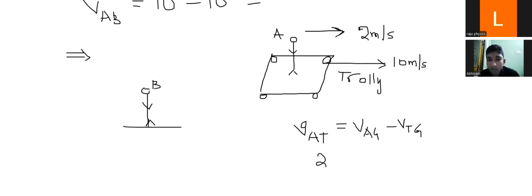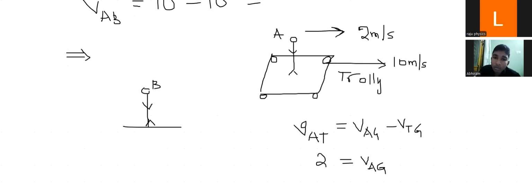So velocity of A with respect to the ground, what is the speed? 10 meters per second. We don't know B. Velocity of A with respect to the ground, we don't know. He was just sitting on the trolley, not on the ground. B was standing on the ground. Now here you will calculate B with respect to the ground. It is easy, but here it is not possible.